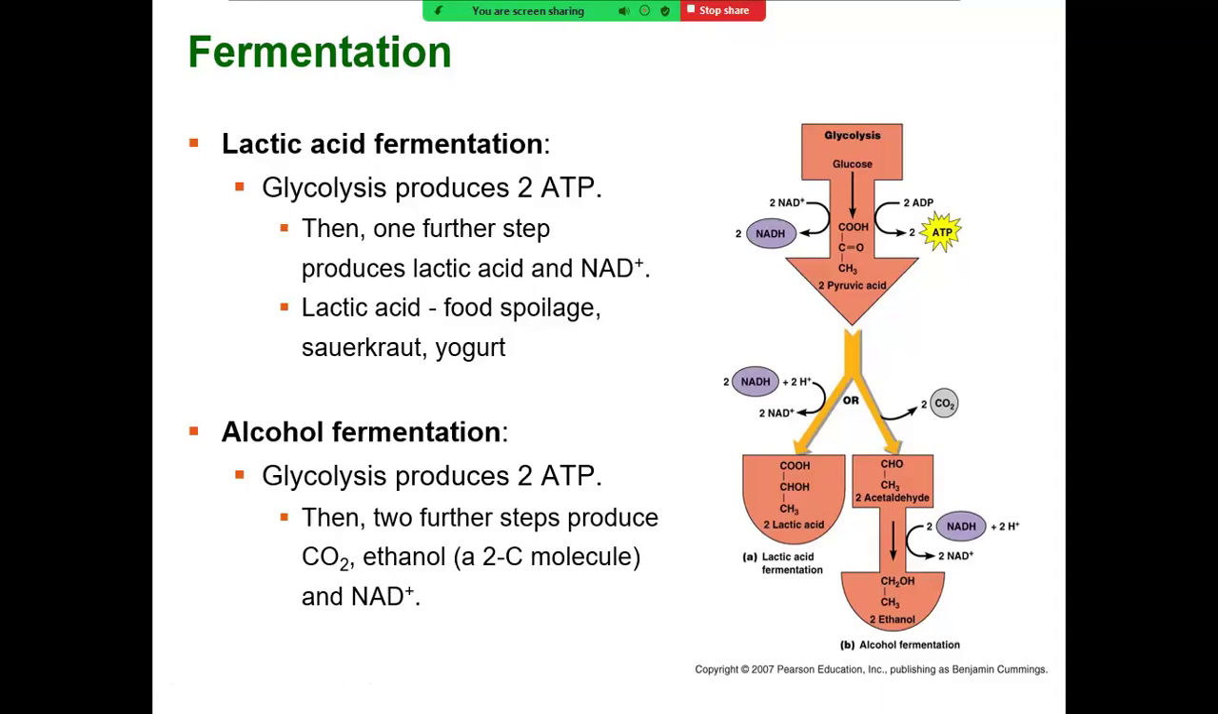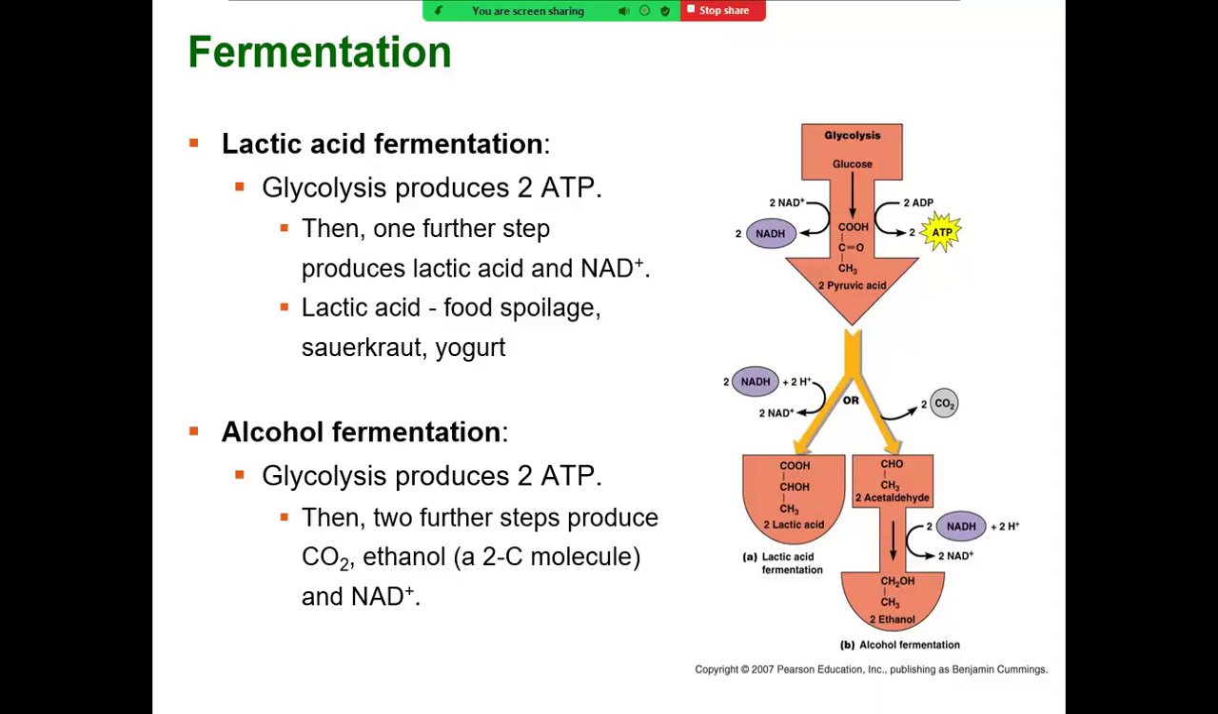The other fermentation reaction I want to talk about is alcoholic fermentation, where once again you have glycolysis making ATP and NADH, and then the NADH is used up in the fermentation reaction to convert pyruvate into ethanol. This is a 2-step process. Ethanol is a 2-carbon molecule. Pyruvate is a 3-carbon molecule. And so one of the carbons is given off as CO2.